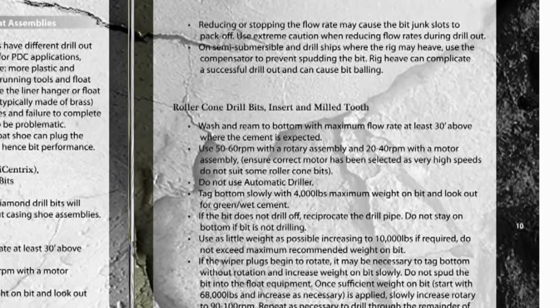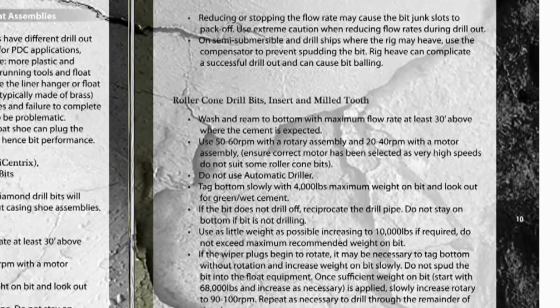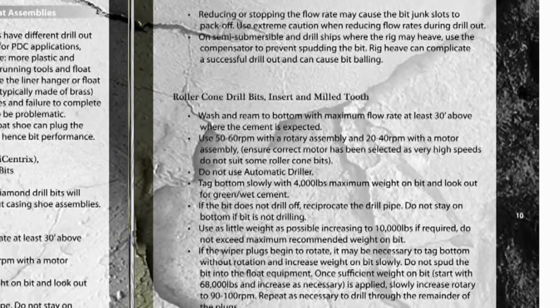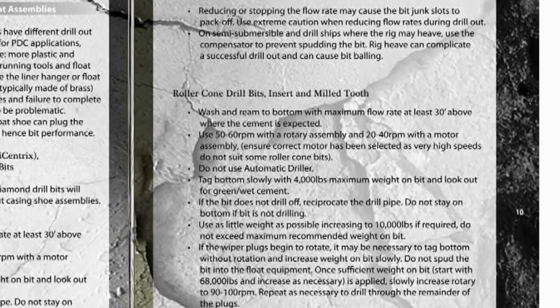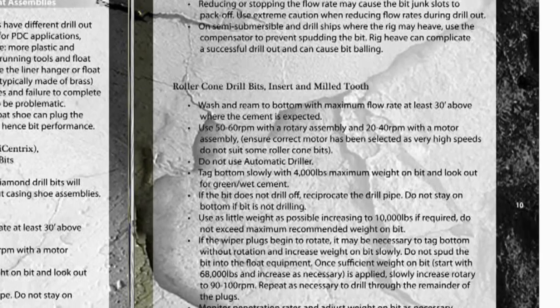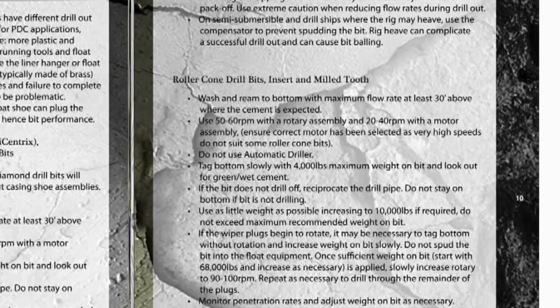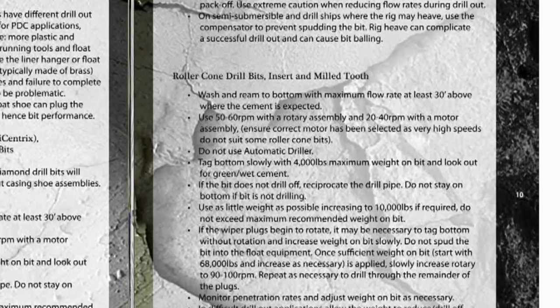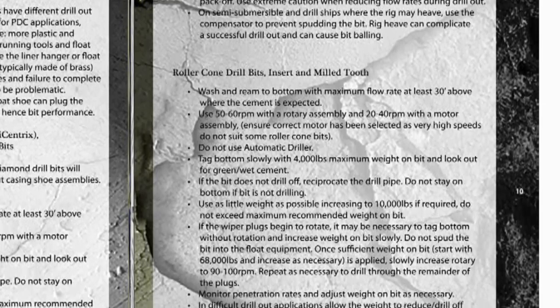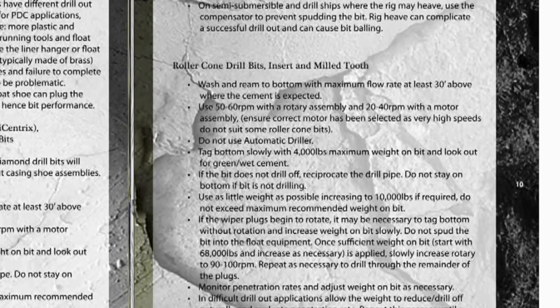Roller cone drill bits, insert and milled tooth. Wash and ream to bottom with maximum flow rate at least 30 feet above where the cement is expected. Use 50 to 60 RPM with a rotary assembly and 20 to 40 RPM with a motor assembly. Ensure the correct motor has been selected, as very high speeds do not suit some roller cone bits. Do not use automatic driller.